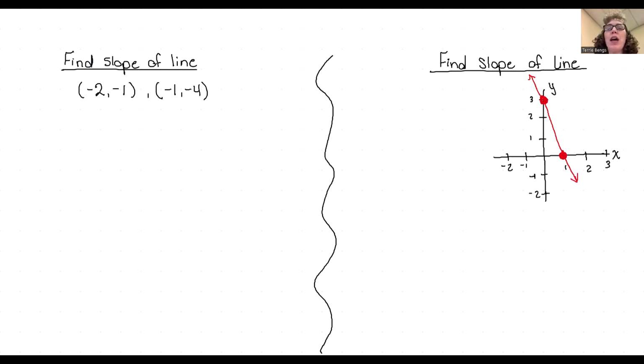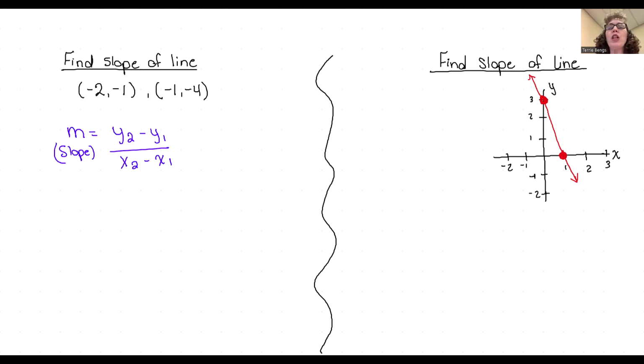To be able to do that, we need to know what's called the slope formula. So I'm going to write it down here for us. We're going to have m equals y2 minus y1 over x2 minus x1. This is our slope formula, and that m literally just means slope. You'll just see it abbreviated m.